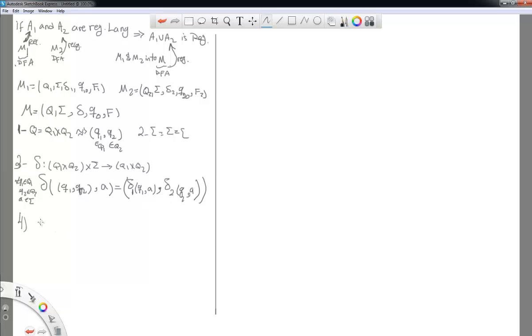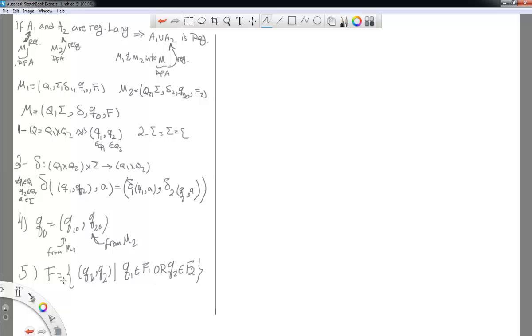Then for my start state, it would simply be the pair of the first start state and the second start state. The start state from the first machine comes from M sub 1, and this one comes from M sub 2, the second machine. And that would be the start of my overall machine. And finally, the accept states will be the set of pairs of states, Q sub 1 and Q sub 2, where Q sub 1 belongs to F sub 1, and Q sub 2 belongs to F sub 2.